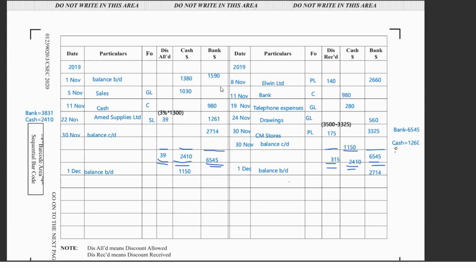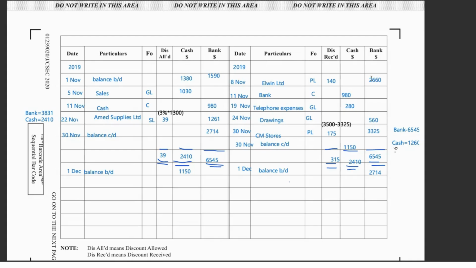Now on the debit side for bank, we have 1,590, 980, and 1,261. Let's forget that balance CD is here for now, right? 1,261, 980, and 1,590 should give you 3,831. Let me recheck that. So 3,831, that's what you should get.